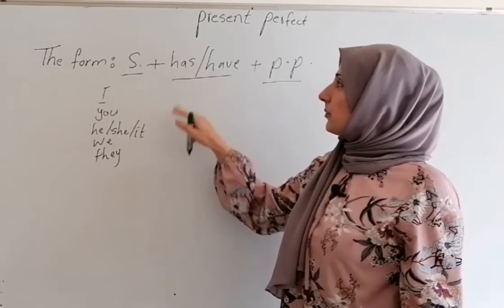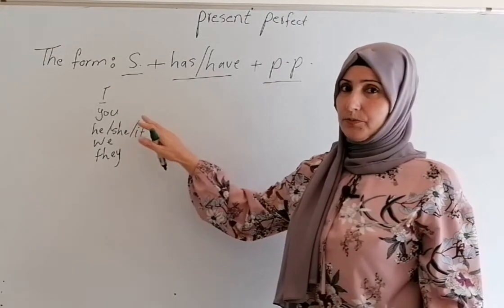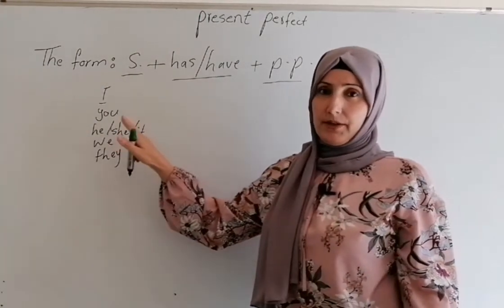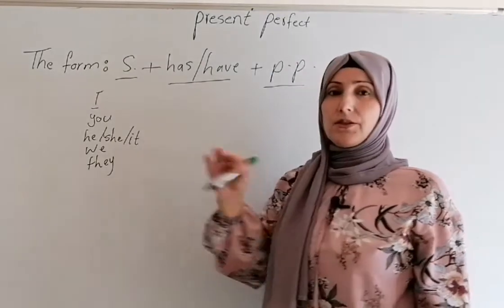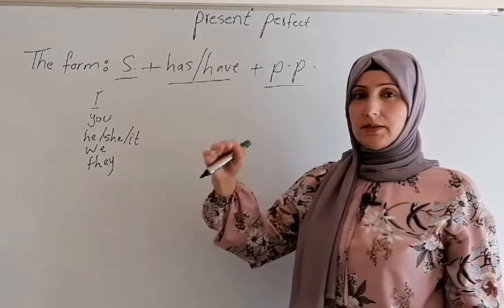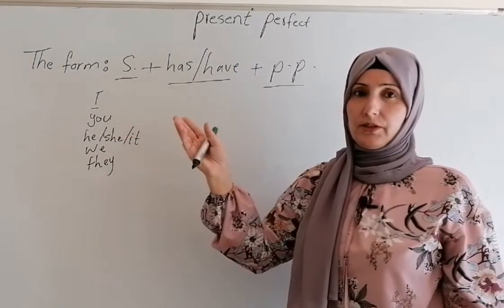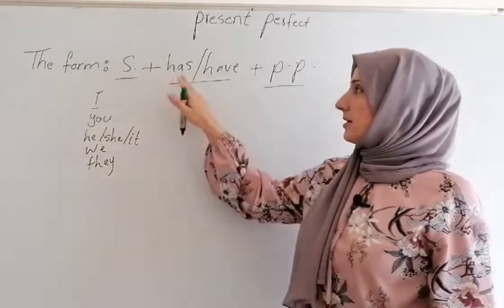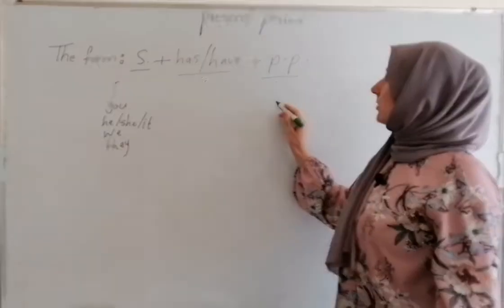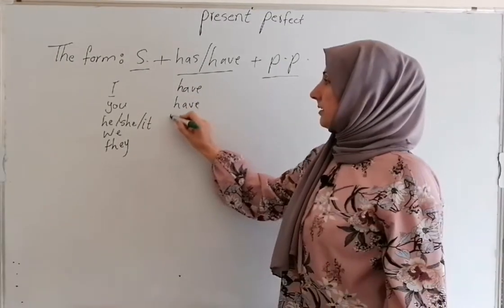Okay, then we use has or have according to the subject. If the subject is third person singular, we use has. For the others we use have. Okay, then we have PP. So now have and has.